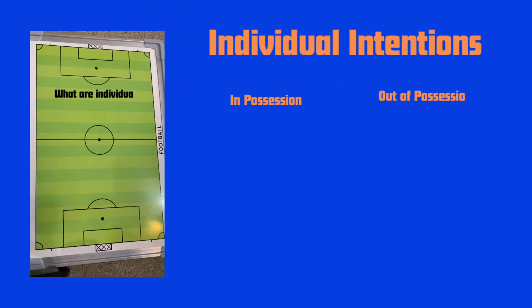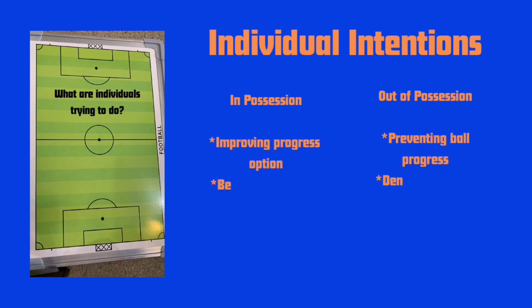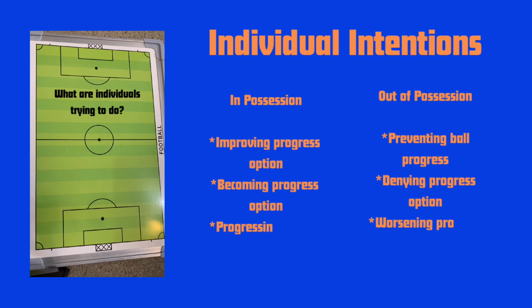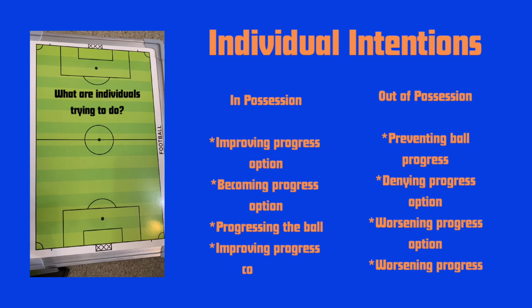We then have individual intentions. What are individuals trying to do at moments in the game? Again, there are 8 of these: 4 in possession, 4 out of possession. So the 4 in possession: improving progress options. So you're playing in the space on or around the ball, and you are trying to make a move that moves a player away and improves a different option for the ball to be played to.